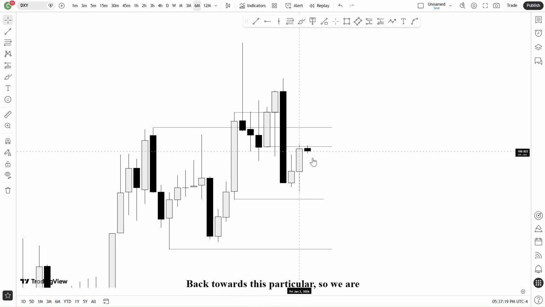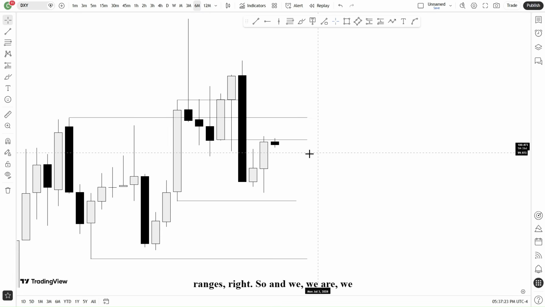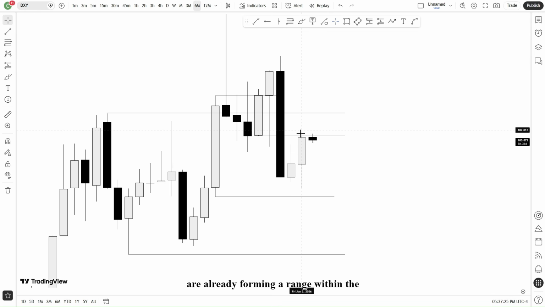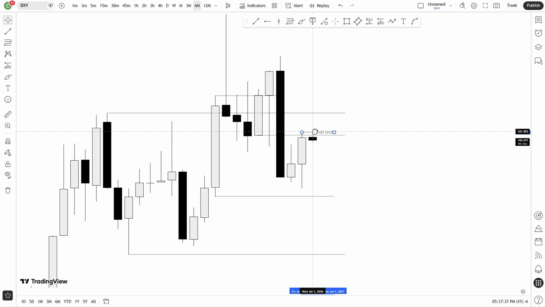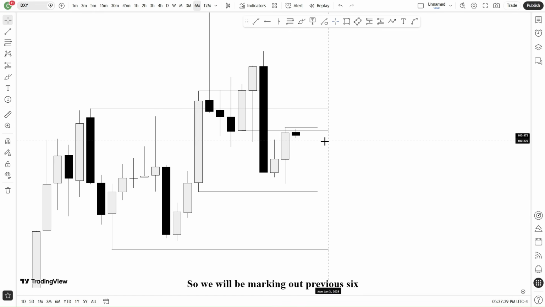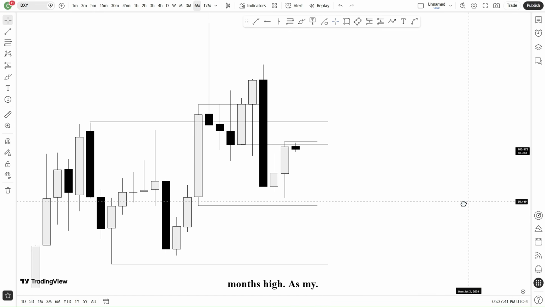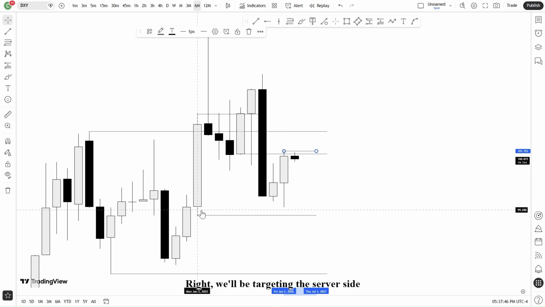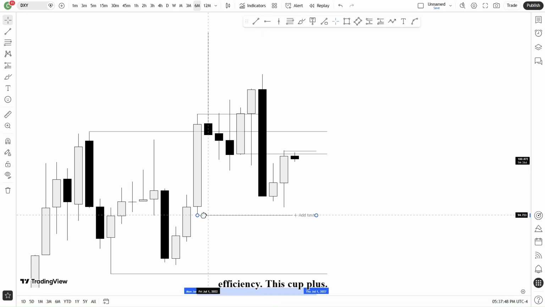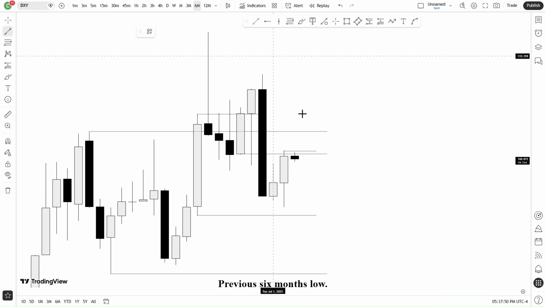So we are anticipating a timed range. It's all about ranges, right? We are already forming a range within the key level, so I'm not expecting lower prices currently. I'm still expecting some other pairing to anticipate the high of the year, right? So we'll be marking out the previous 6 months high as my range, right? So we'll be targeting the sell side inefficiency, this gap, plus the previous 6 months low.